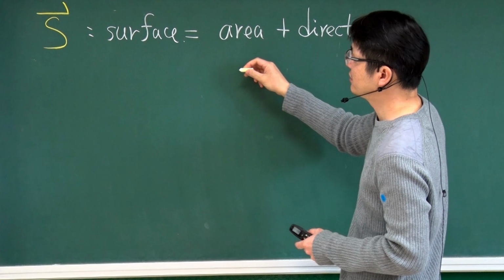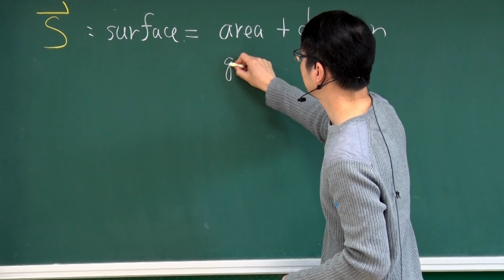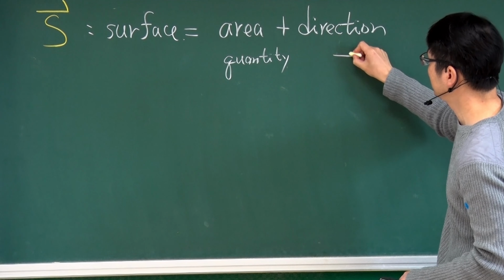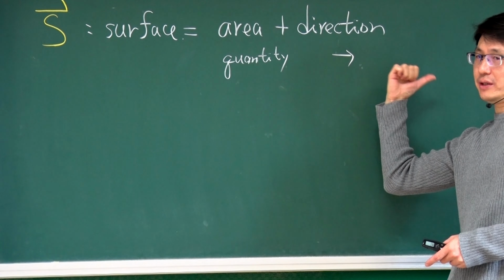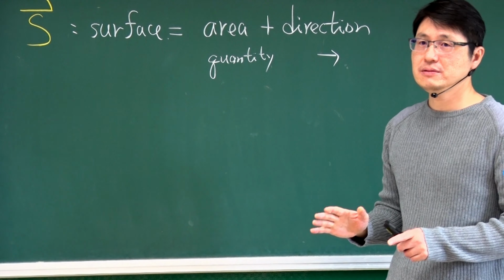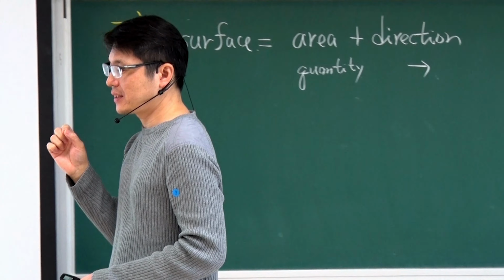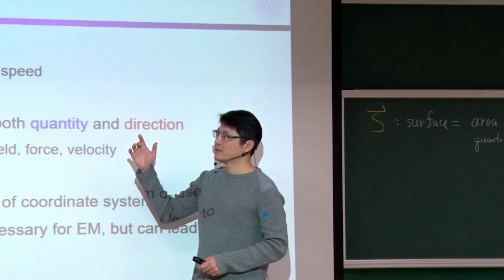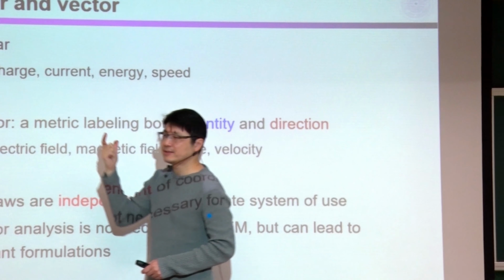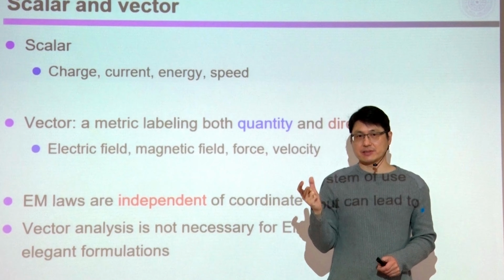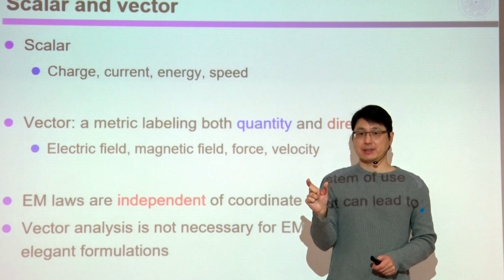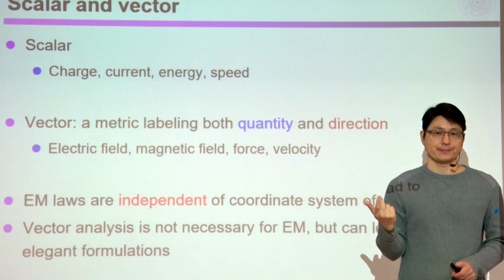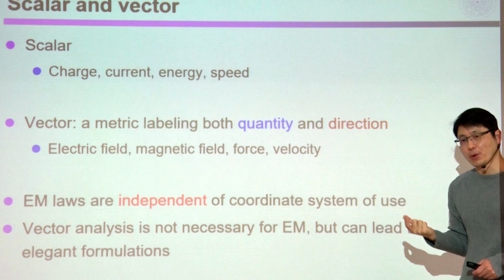This area is the so-called quantity. And the direction can be pointing to the right, or pointing to the left. So the most important key issue for the entire PowerPoint is the vector, with the surface as an example in vector analysis. You have to remember, a surface is a vector. This is the key point for today.